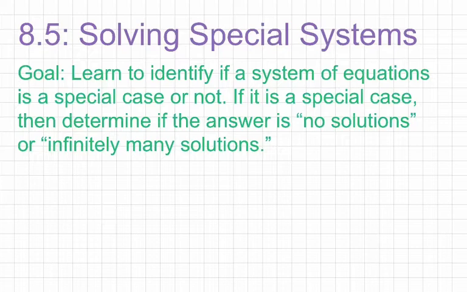Guys, that's all we've got for 8.5. It was a quicker lesson. Hopefully we understand how to determine if we have a special case or not. Again, for graphing, that's if the slopes are equal. For the algebraic method of using substitution or elimination, there really is no shortcut like there is for graphing. We just have to work through the problem, and if we get to the point where the two variables in the problem cancel, we know we have a special case. Now, once we determine we have a special case, we then have to find out if our final answer is going to be no solutions or infinitely many solutions.